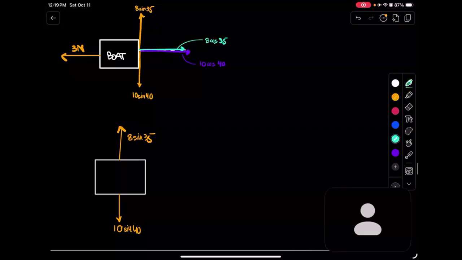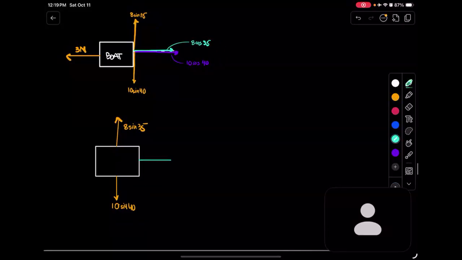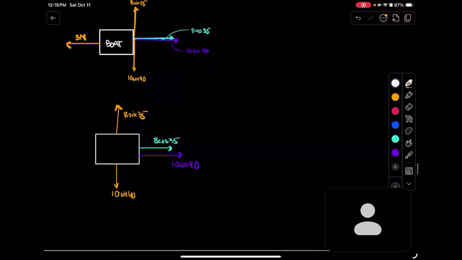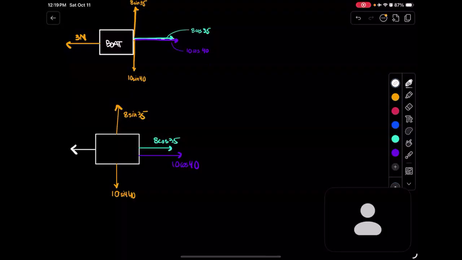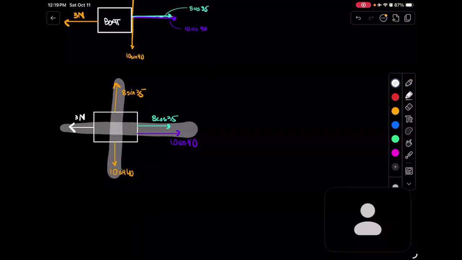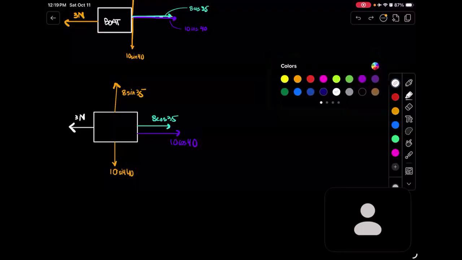And I've got two forces that point to the right. One of them is 8 cos 35 and the other one was 10 cos 40. And now I also have another force: the original 3 Newton force pointing horizontally as well. So that means, do you see that now I've boiled them down to the horizontal components and the vertical components? It's much easier to subtract them, right?